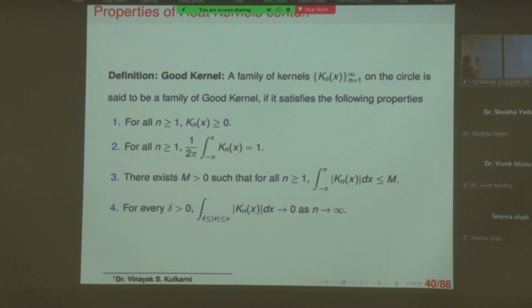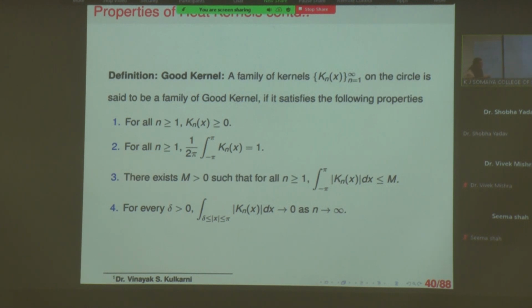If I plot a real line, and I want just this particular integral, that is, delta is less than or equal to mod x is less than or equal to pi. So if it is 0, then of course x is between delta to pi, or somewhere here, minus delta to minus pi. So this particular interval represents that delta is less than or equal to mod x is less than or equal to pi.